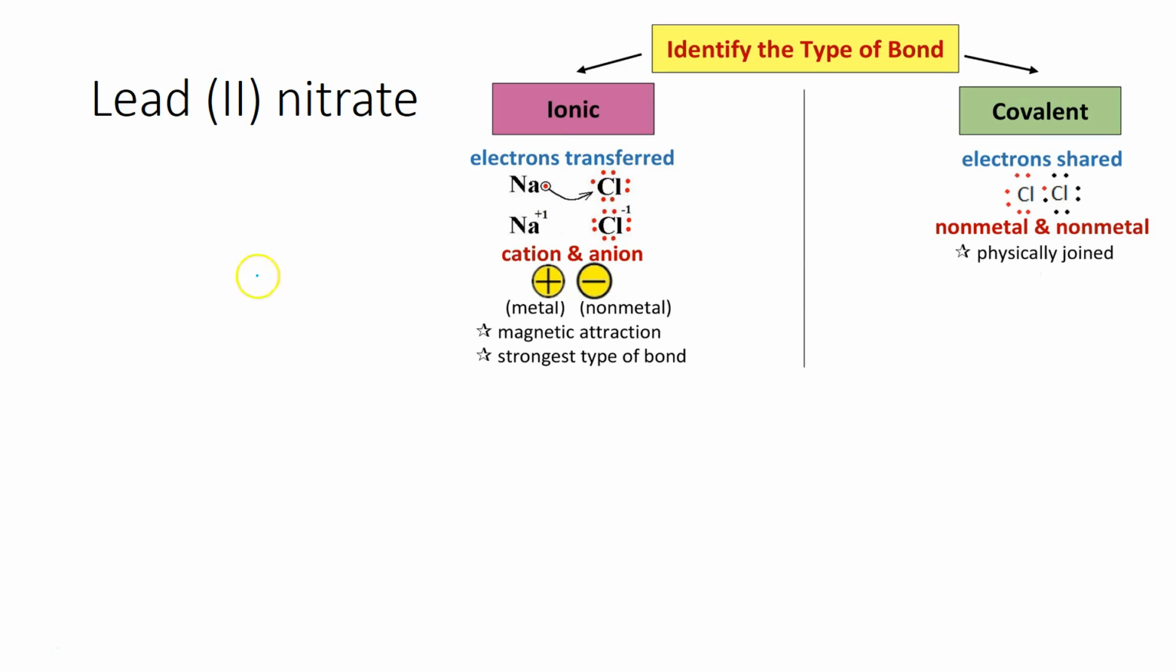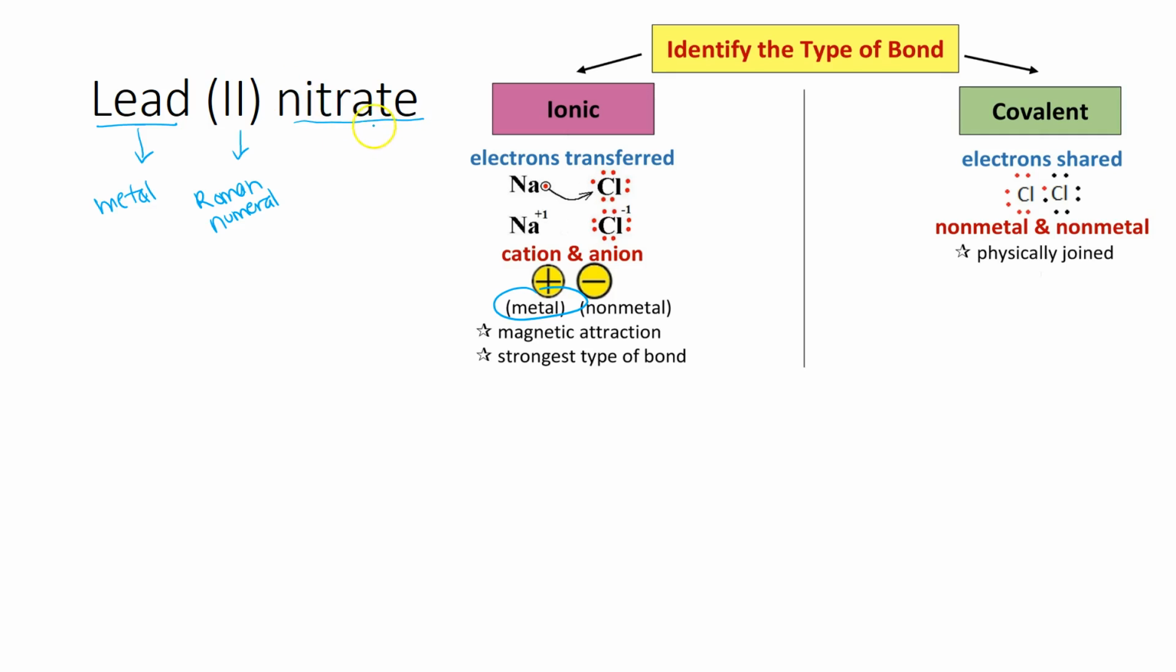Let's go to the next compound, lead(II) nitrate. We need to look up this element on the periodic table. Lead is a metal, and there's something else I see: a Roman numeral. Remember that if you have a metal, it's automatically going to be ionic. The other indicator is that the Roman numeral is normally for a transition metal, but remember that tin and lead are not transition metals, and we still need to use a Roman numeral. Either way, it's ionic.